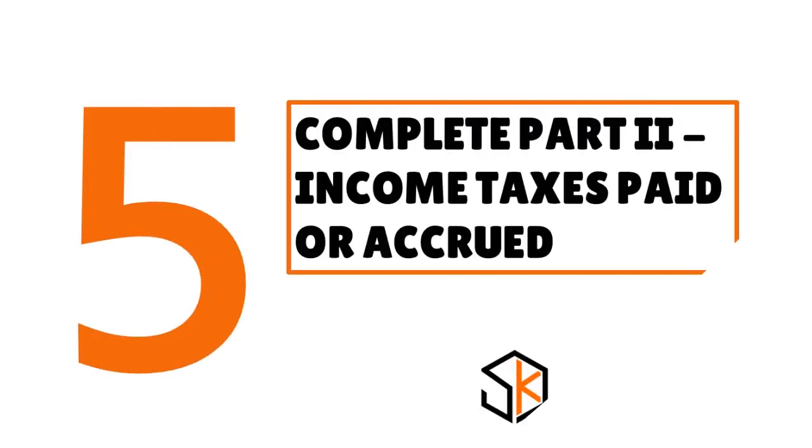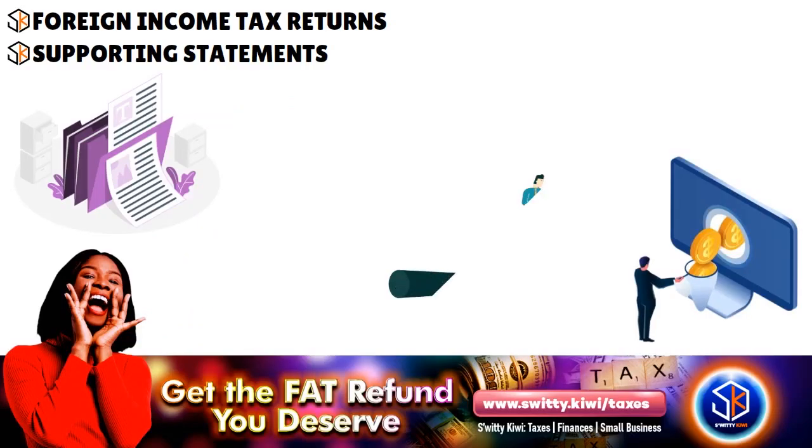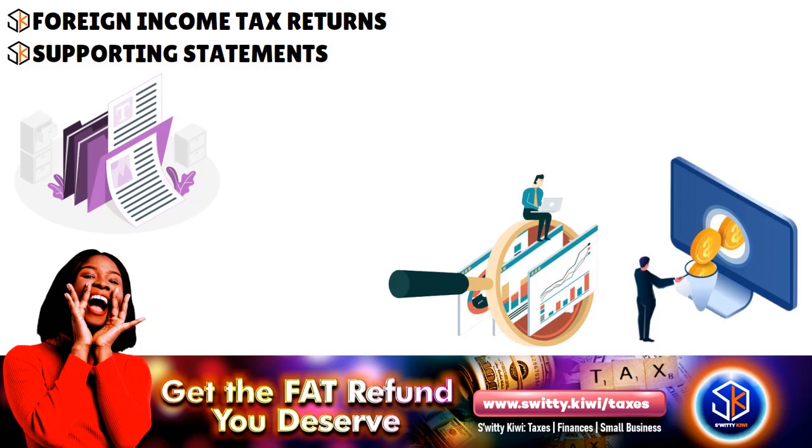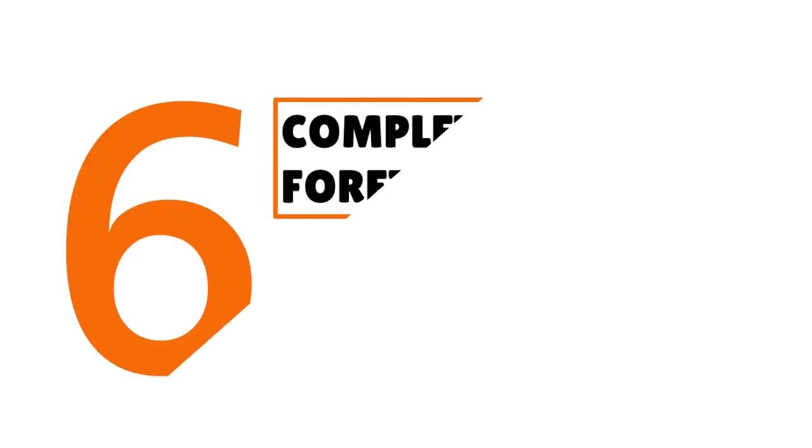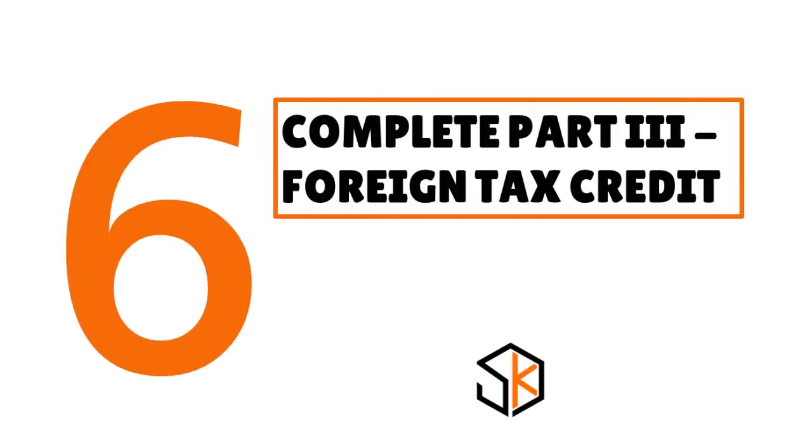And we are speaking about income taxes paid or accrued. So here you will report the foreign taxes you paid or accrued during the tax year. And here you want to include the name of the foreign country or countries, the type of income taxes you paid, and also the frequency. And you want to also complete the foreign tax credit.